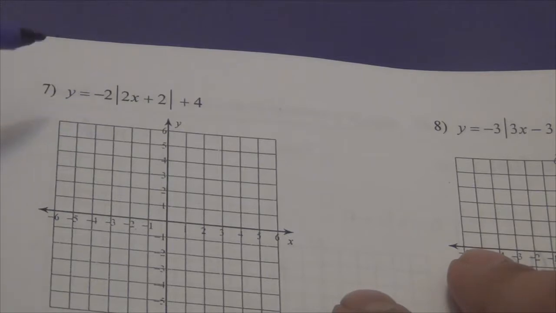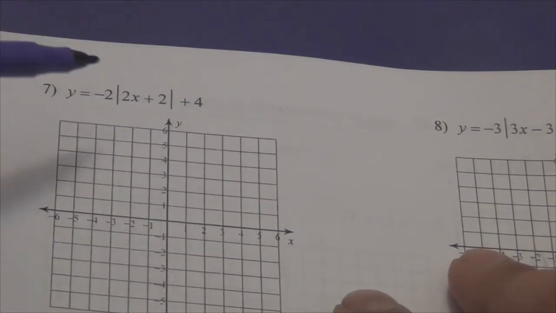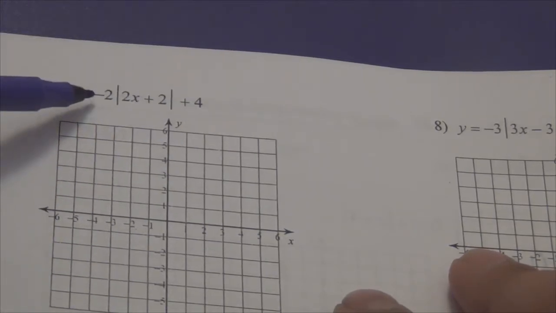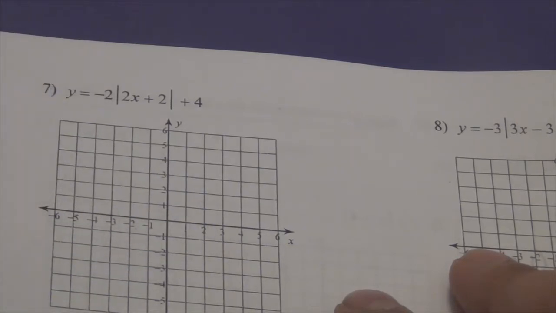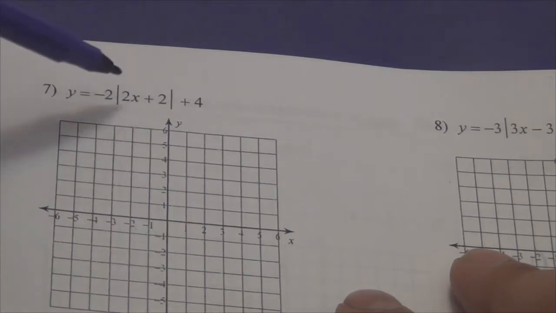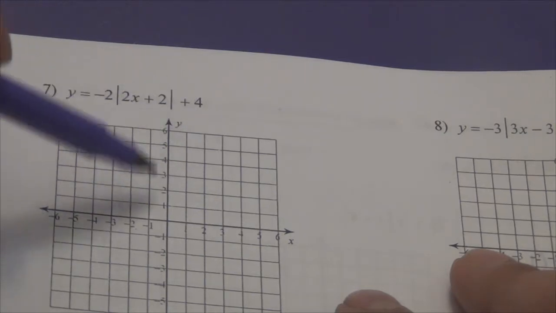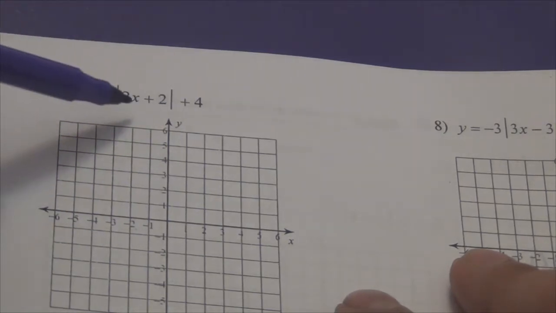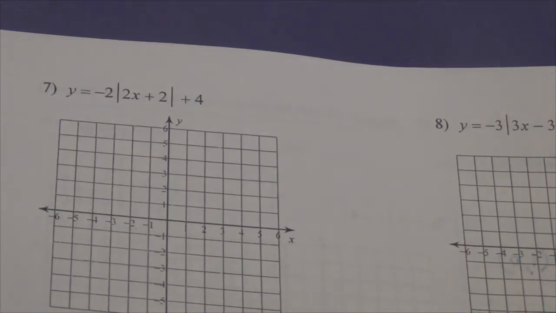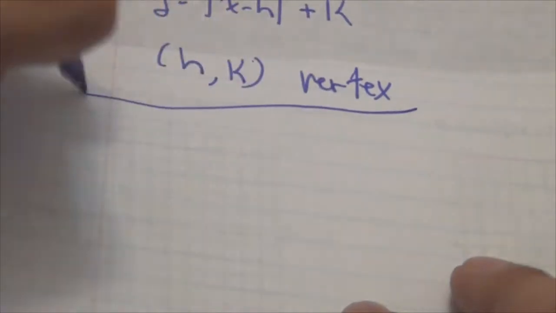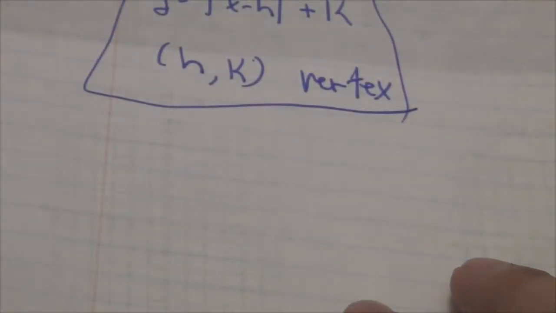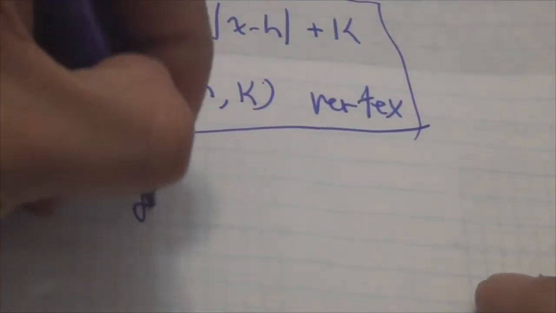All right, let's take a look at this one. What do I know about this one? I know that it's going to be negative, so it's going to open downwards. I also know that inside the absolute value, I have 2x plus 2. I know that there's going to be a shift going up by 4 units, but I'm not sure about it. Why am I not sure? Well, think of it this way. The way you know how the graph is going to behave is if you have it in this form.